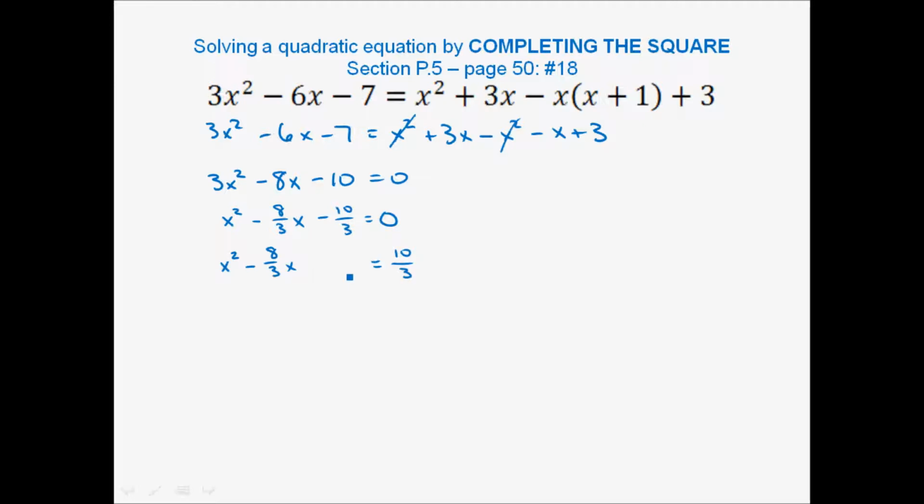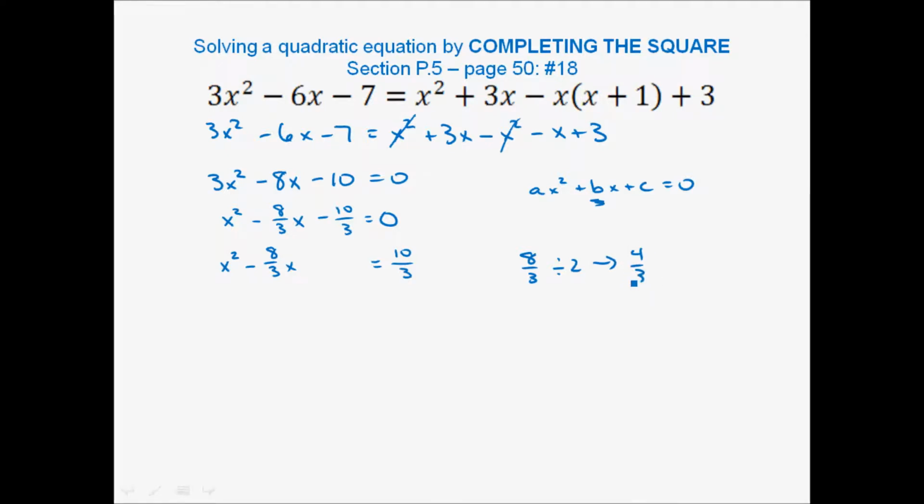In this space right here, we're going to complete the square. When you complete the square, you need to look at this number right here, the coefficient of the linear term. Usually we call that the b value, as in ax squared plus bx plus c equals 0. This number right here is what we need to look at in completing the square. So we take this number, we cut it in half: 8/3 divided by 2 gives us 4/3.